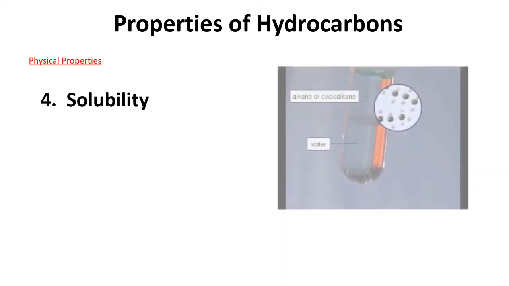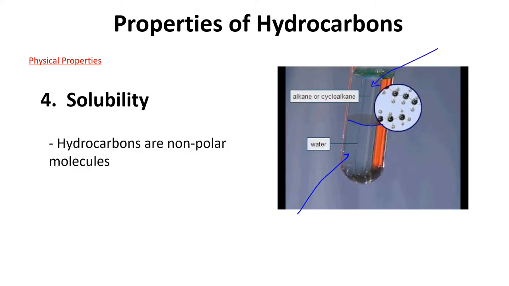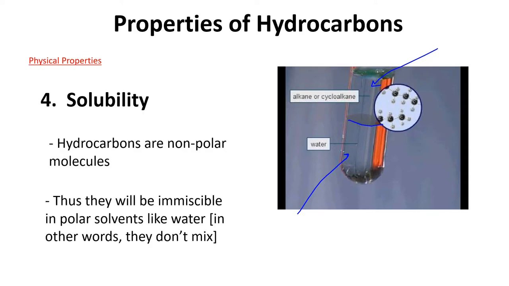And lastly, solubility. So here's our picture. We've got polar water and we have a non-polar cycloalkane here. And you can see there's a division, so they're clearly not mixing. They're immiscible. So hydrocarbons are non-polar. Don't forget that. So they would be immiscible in polar solvents like water. In other words, they do not mix. Immiscible.